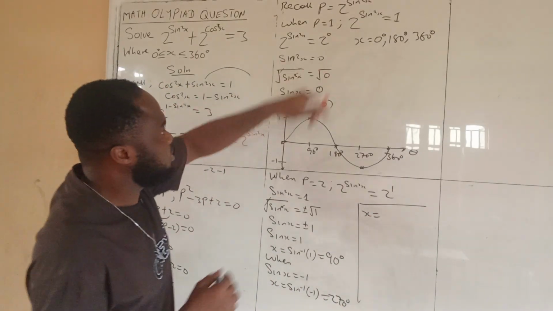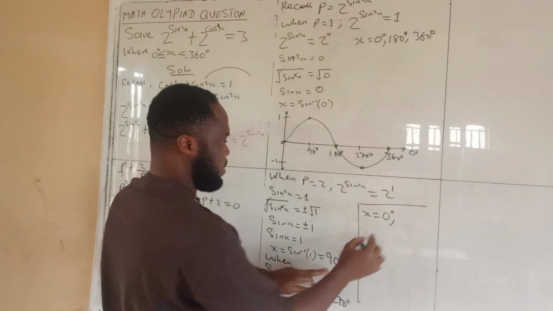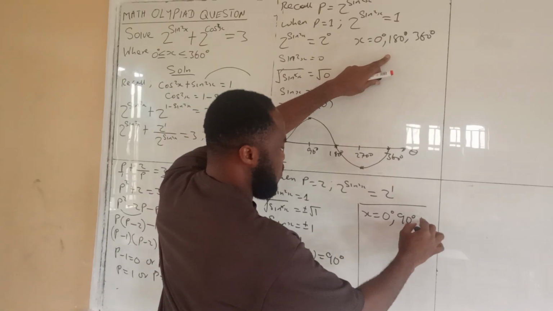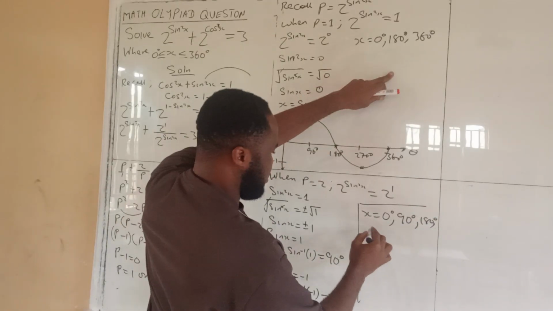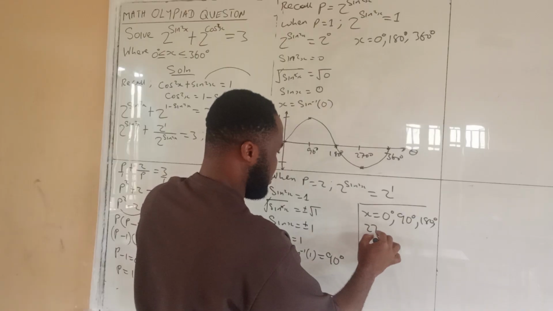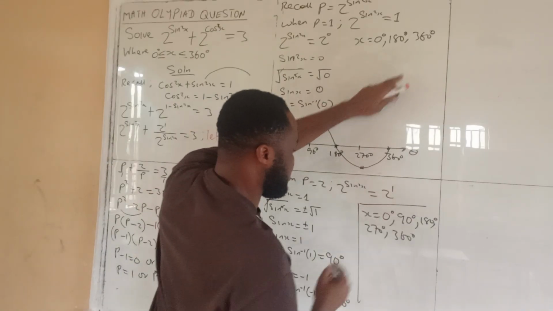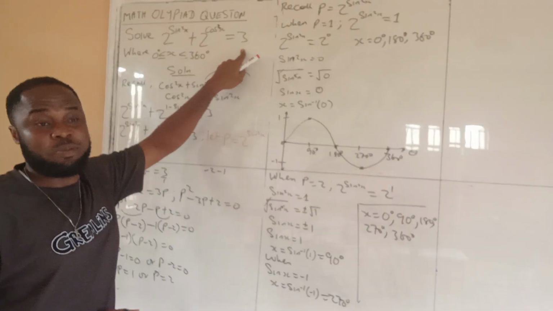So from here, the values of x start from 0 degrees, followed by 90 degrees, followed by 180 degrees, followed by 270 degrees, then followed by 360 degrees.